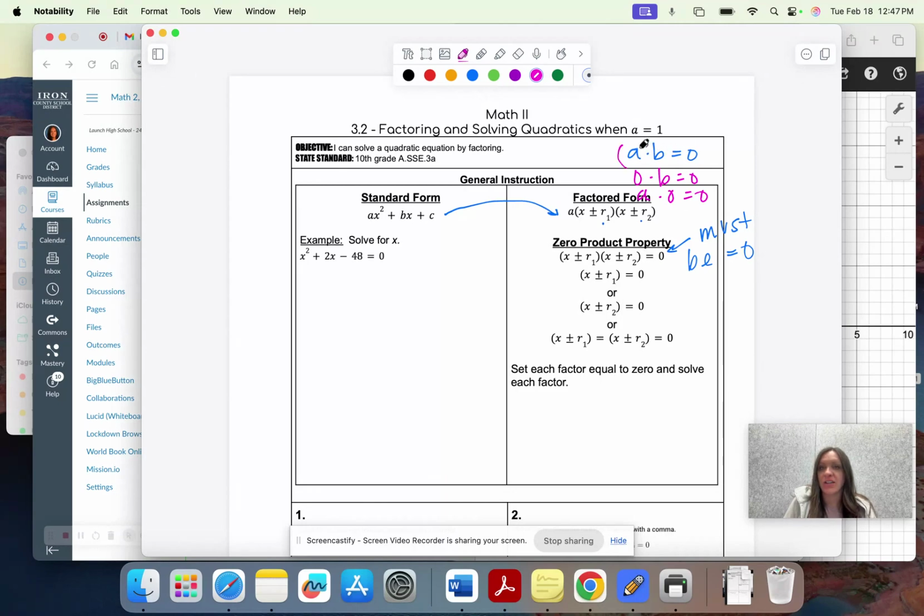So if these were factors, we would set A equal to 0 and see what that needed to be, and then we would set B equal to 0. And those two numbers are our factors.